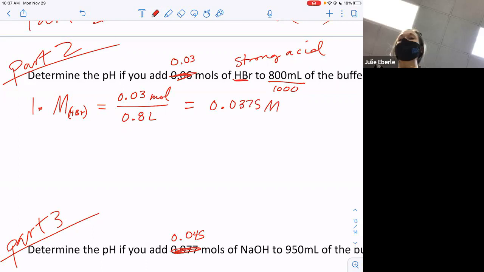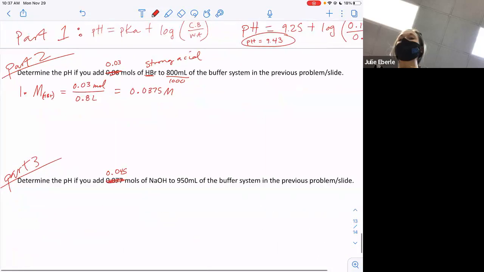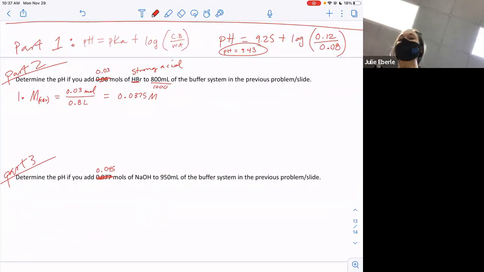All right, now what do I do? Remember, how does a buffer work? If I'm adding acid, how is it going to neutralize this acid? Remember the little buffer diagram? I'm not going to have you draw it out on the exam or anything, but I just think it's helpful here. So our buffer system looks like this. An NH4 plus, and then on the other side, we got our conjugate base. We're adding strong acid, and that's going to dissociate into H plus and Br minus, okay?